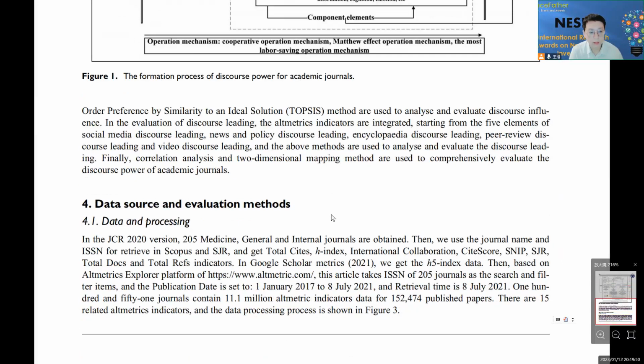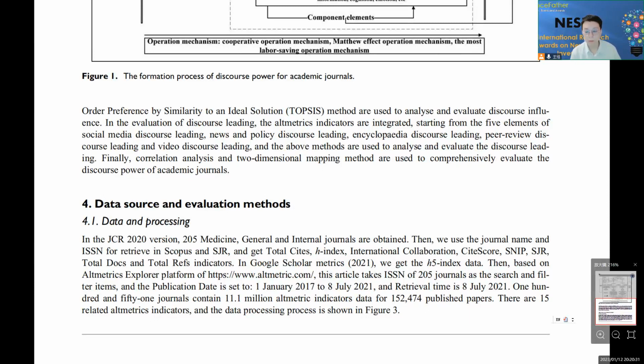Fourth is the data source and the evaluation methods. The first is the data and the processing. In the JCR 2020 version, 205 medicine general and internal journals are obtained. Then we use the journal name and ISSN to retrieve in Scopus and SJR and get total cites, and indicators such as international collaboration, CiteScore, SNIP, SJR, total docs, and total references.